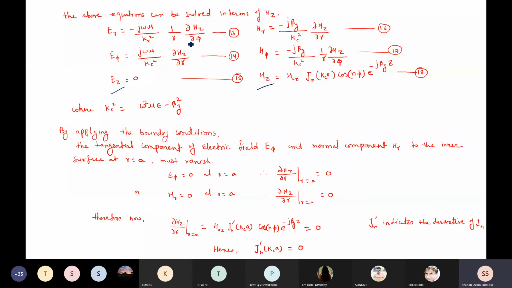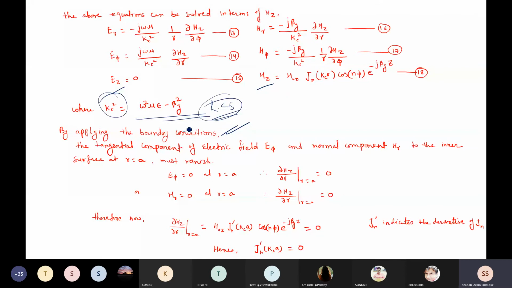So we have them in terms of Hz, but till now we have not got the exact solution of Er, Eφ, Hr, Hφ. Although we have Ez and Hz from the initial equation, and for the transverse electric mode Ez should be equal to 0. Now we will apply the boundary condition. Before that, the wave vector Kc square should be equal to ω²με minus βg square, which is similar to the rectangular coordinate system.